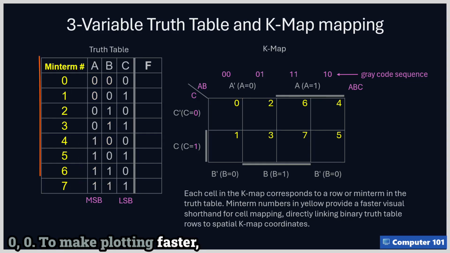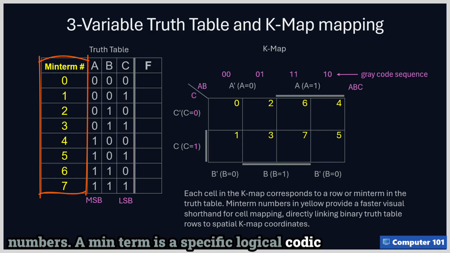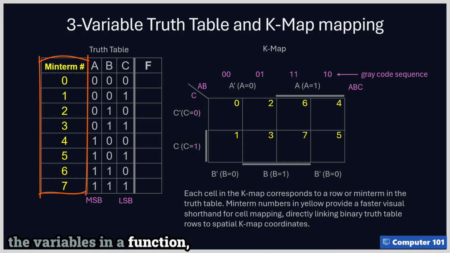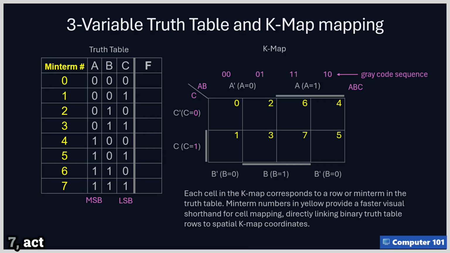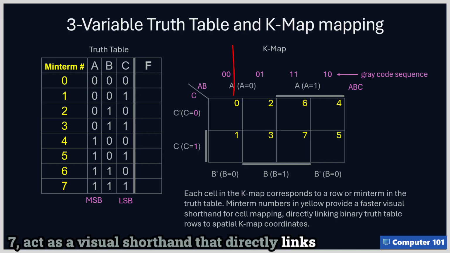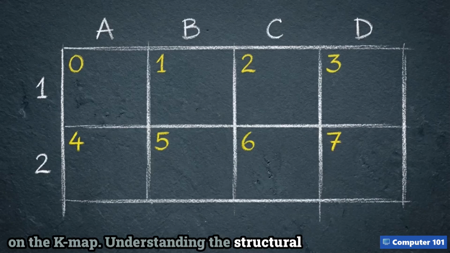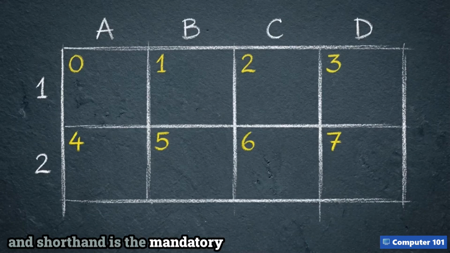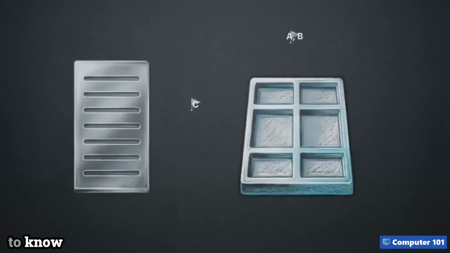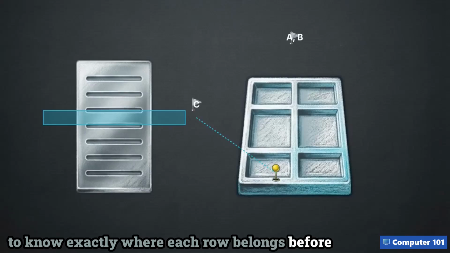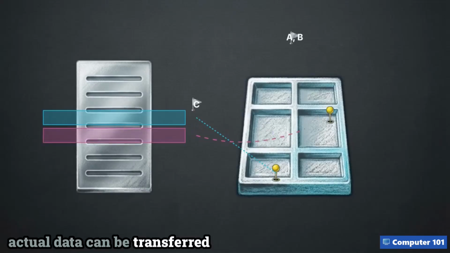To make plotting faster, we use minterm numbers. A minterm is a specific logical combination of all the variables in a function, corresponding to exactly one row in the truth table. These yellow digits, 0 through 7, act as a visual shorthand that directly links the binary truth table rows to specific spatial coordinates on the K-map. Understanding this structural layout and shorthand is the mandatory foundation. We have to know exactly where each row belongs before any actual data can be transferred from the truth table to the map.